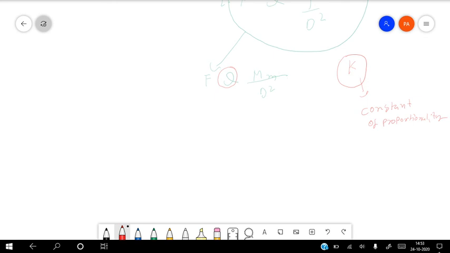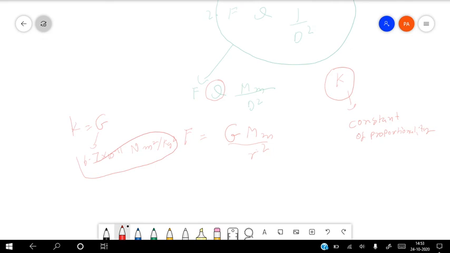Pause the video and think, when did I last say the word constant? That's right. I said the constant was big G, 6.7 into 10 to the power minus 11 Newton meter square divided by kg square. This is the constant. Hence we can put big G, m1 m2 and r square. So this is how we easily derive the formula of the universal law of gravitation.